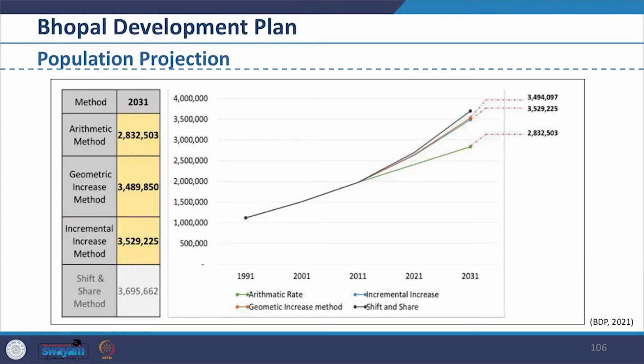This growth will require additional infrastructure, services and facilities to cater to the needs of the future population and to facilitate a high quality of life within the city, and that will be the target of the development plan. In this, we can see the population projection done.